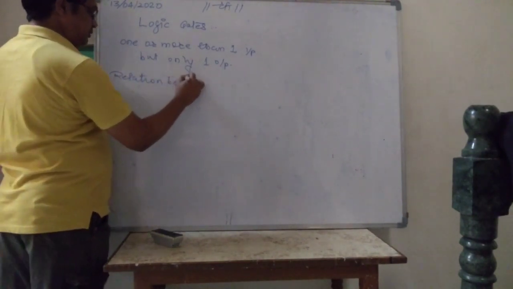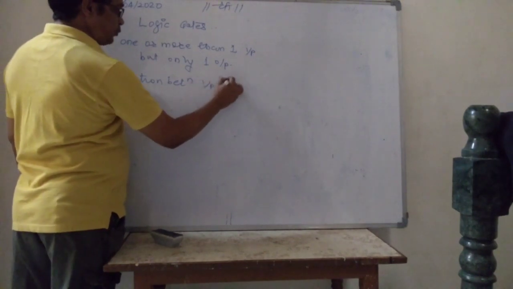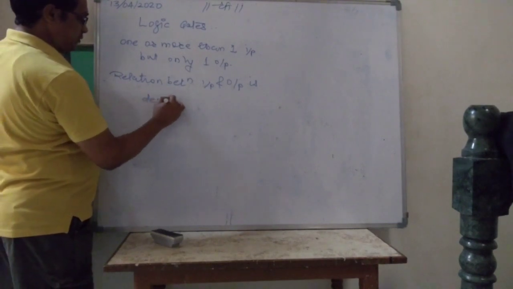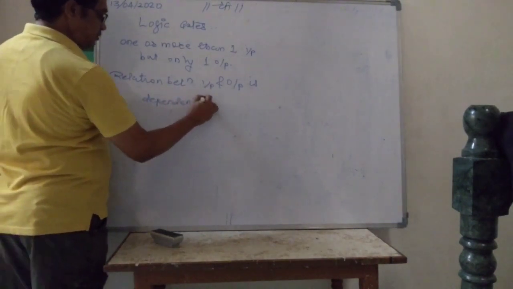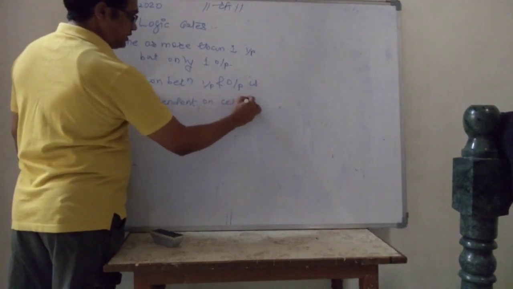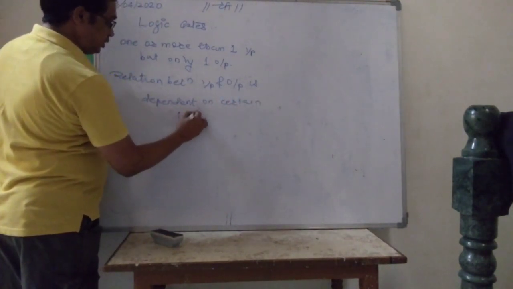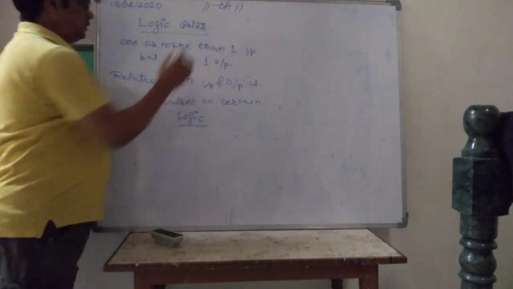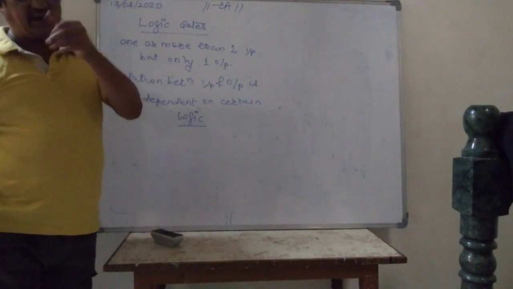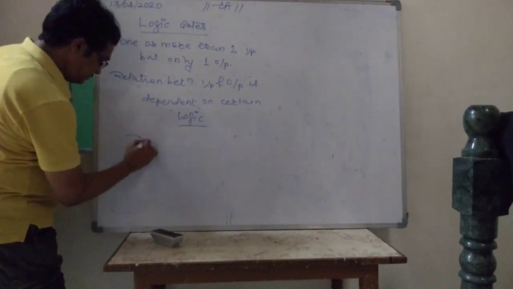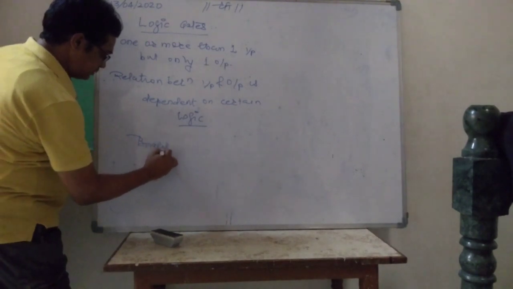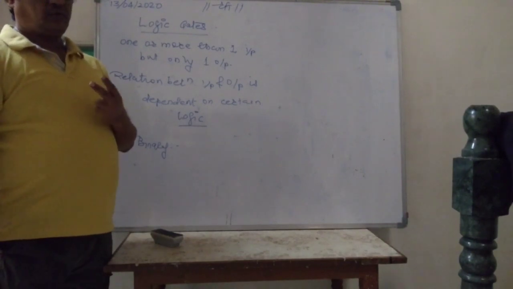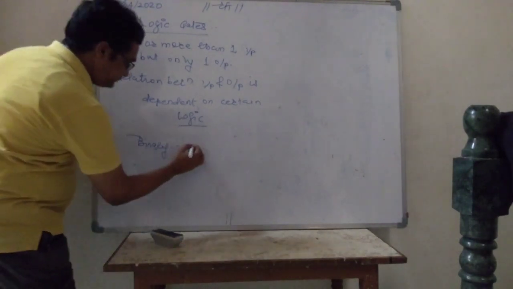The relation between input and output is dependent on certain logic, hence the name logic gates. It understands binary language. Binary means only 2 bits, 0 and 1.